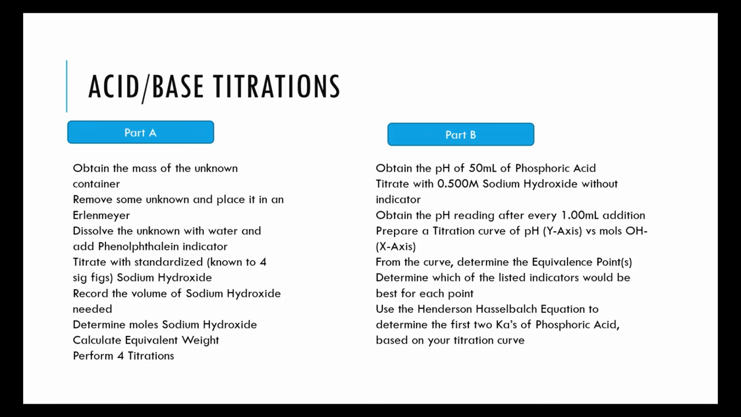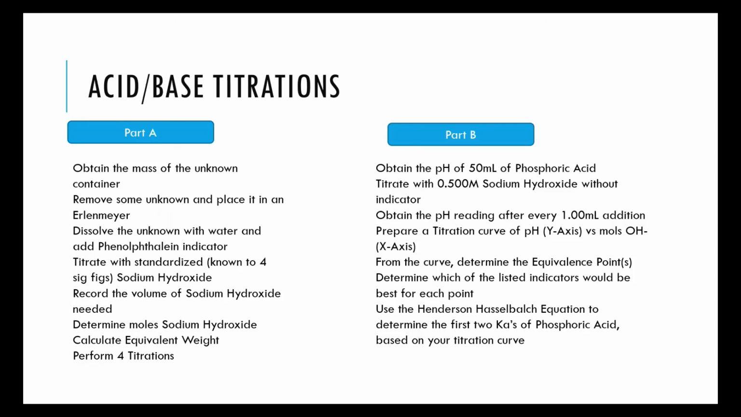You're looking at the titration of phosphoric acid with sodium hydroxide. There's no indicator for this particular titration, so you're going to be measuring the pH with each 1 milliliter addition up to a total volume of 25 milliliters added.